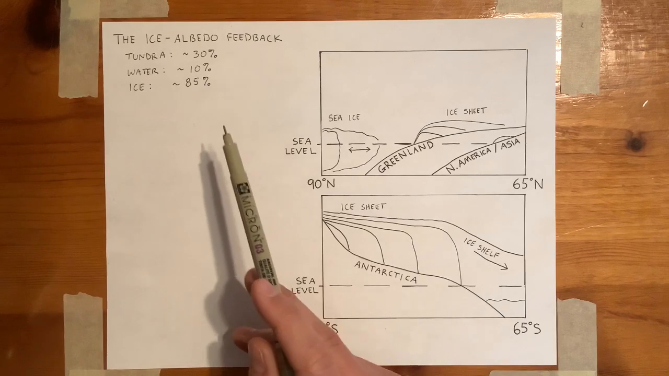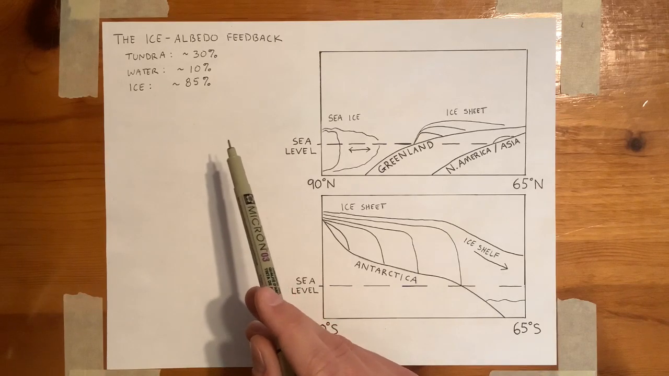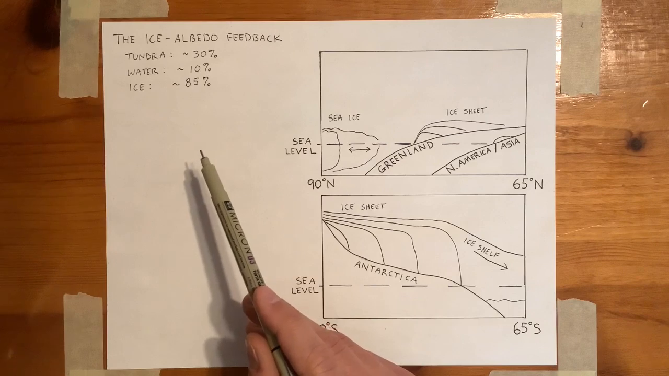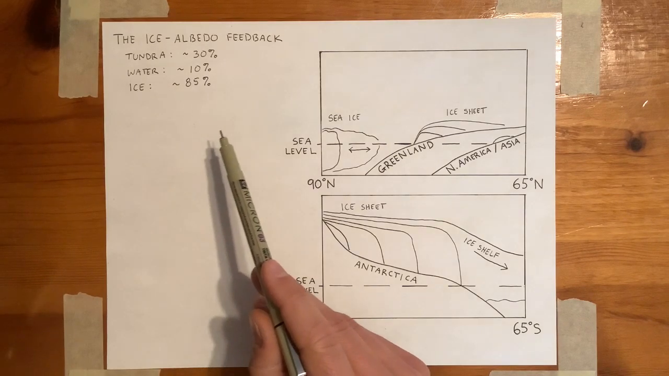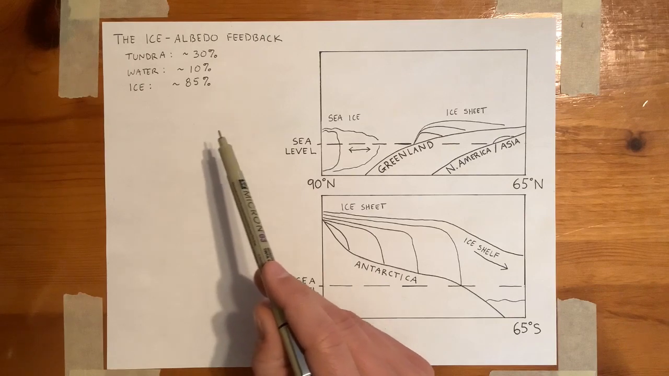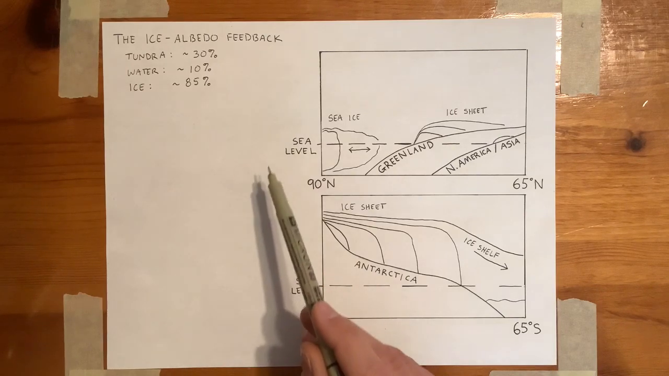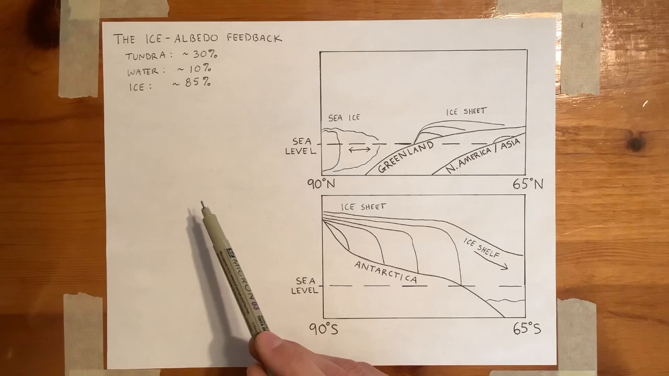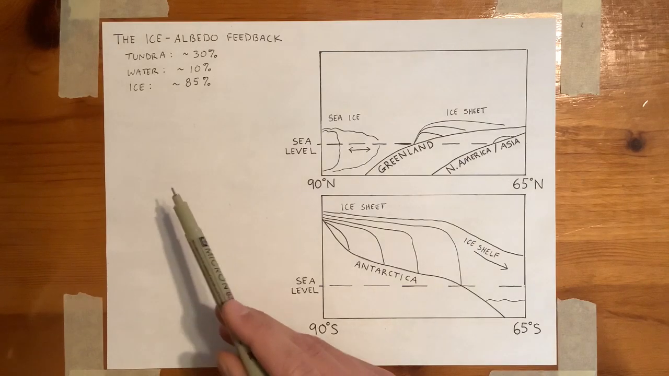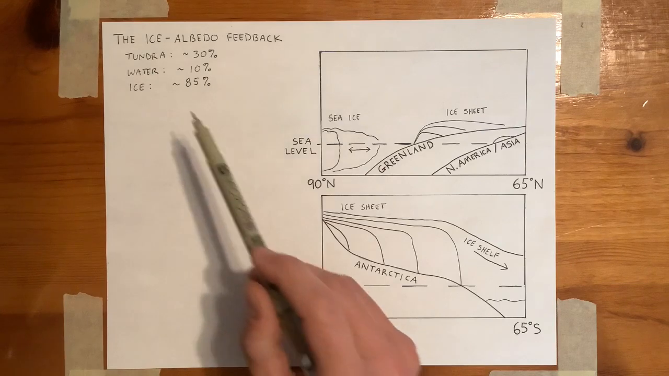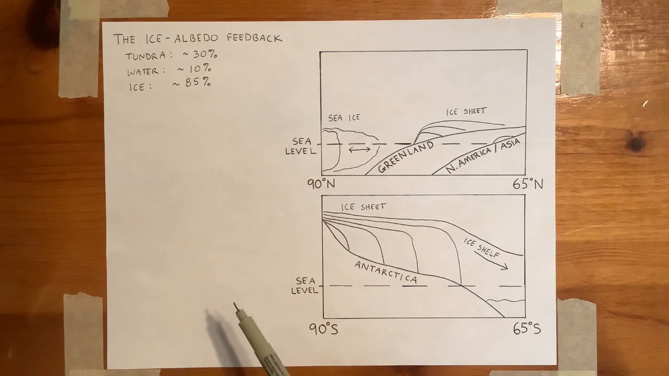But a positive feedback loop is any process where the thing that's causing changes causes other changes that amplify the effect of the original change. It's kind of hard to explain, so let me draw out an example involving ice and albedo.